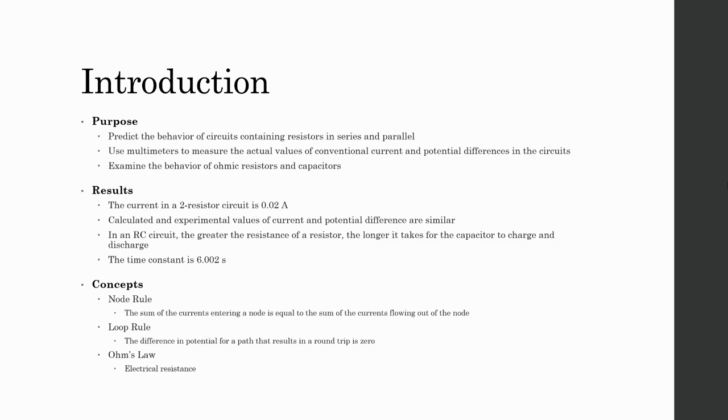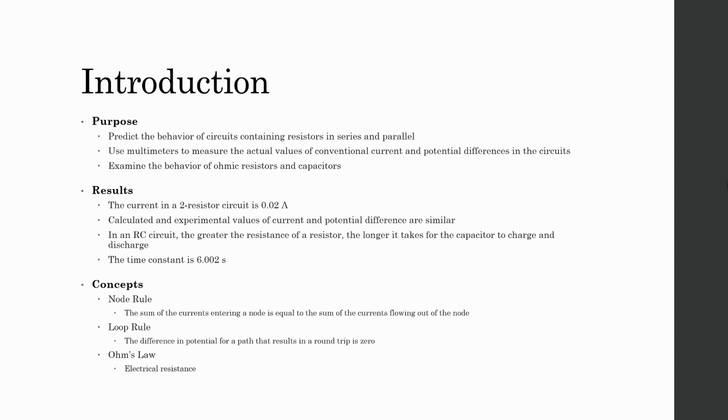We found that the current in a 2-resistor circuit is 0.02 amperes and that the calculated and experimental values of current and potential difference are similar. In an RC circuit, the greater the resistance of a resistor, the longer it takes for the capacitor to charge and discharge. The time constant was found to be 6.002 seconds.